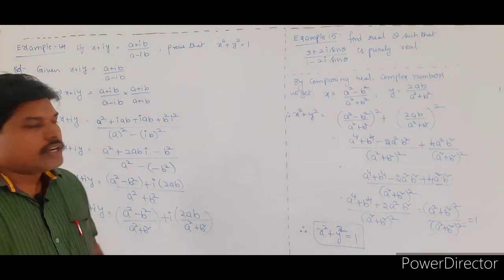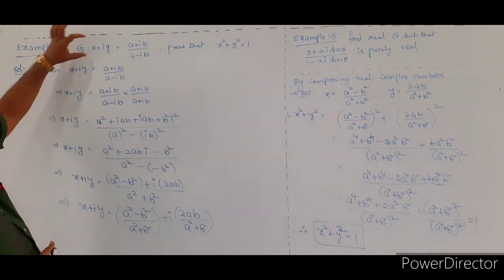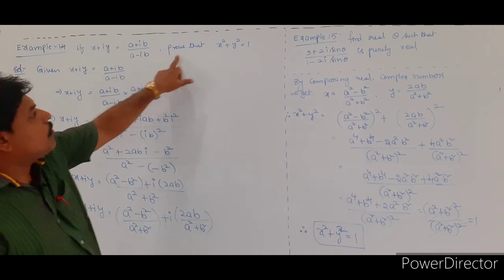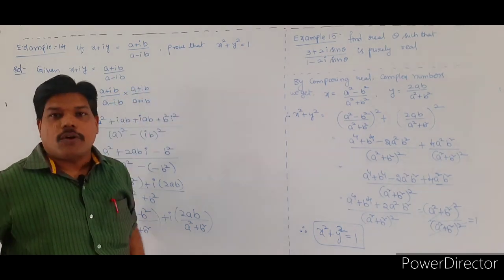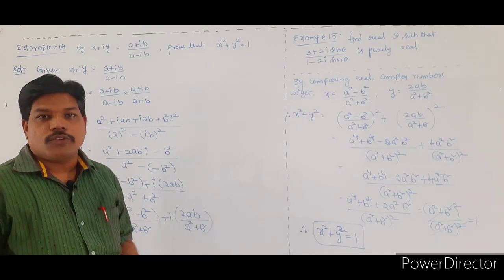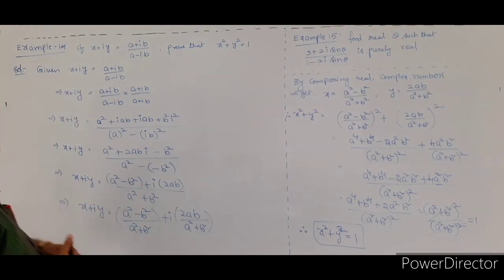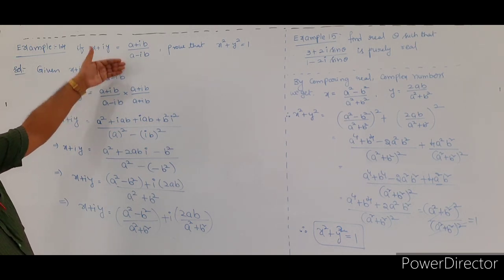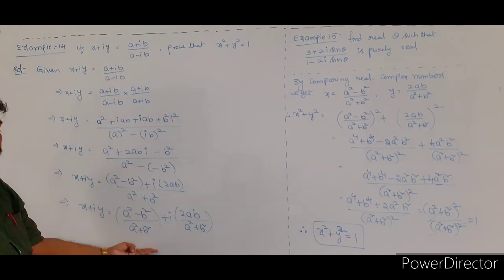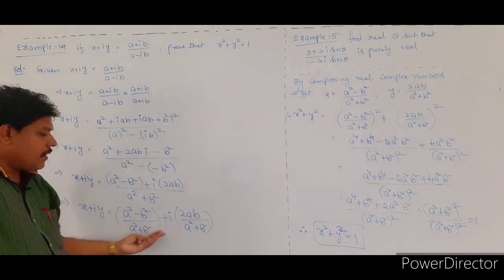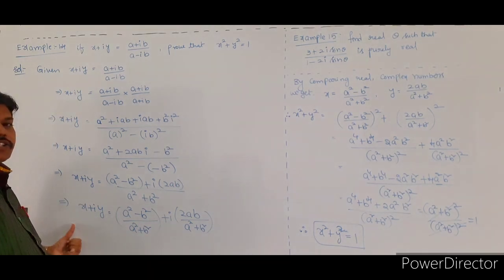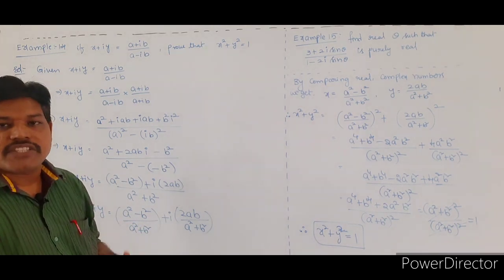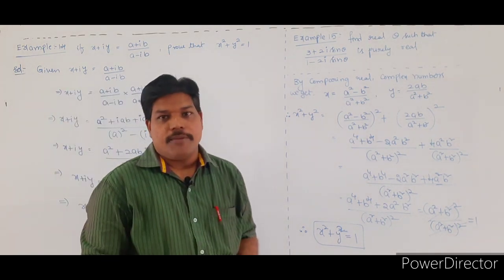See that question once again, students. x plus iy is equal to a plus ib by a minus ib. They are asking to prove that x square plus y square is equal to 1. So what are we going to prove? First we have to simplify x plus iy. On the RHS side it is not in the form, so first just rationalize that and convert it into the a plus ib form. The LHS side is also in a plus ib form. If we equate the two complex numbers, just take the real part and the imaginary part.